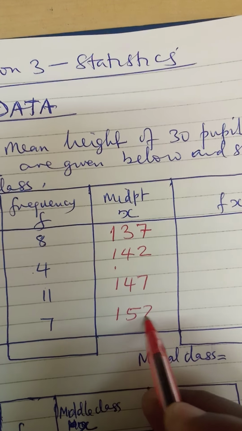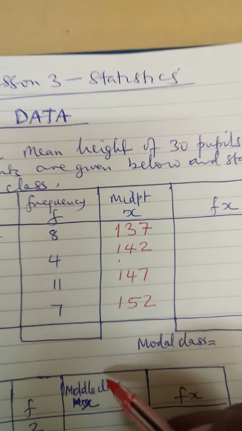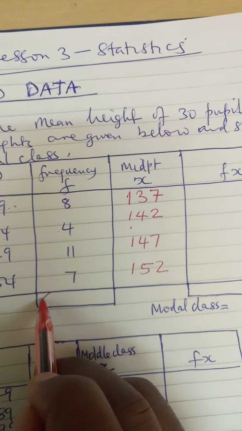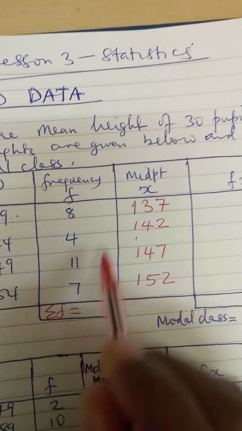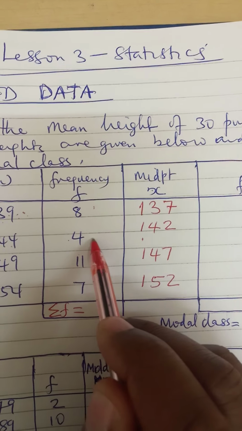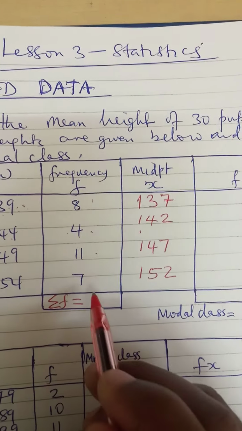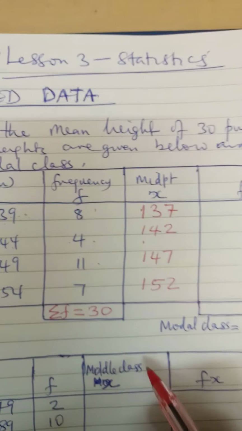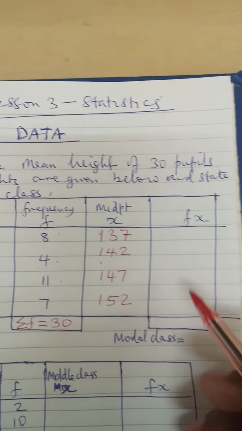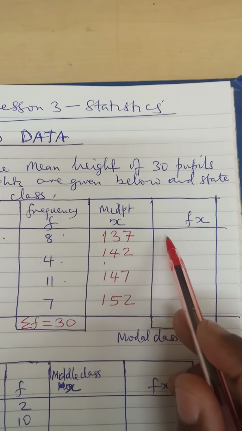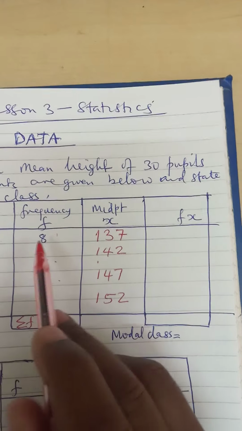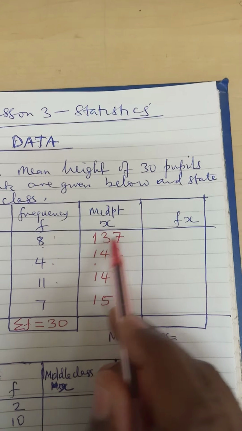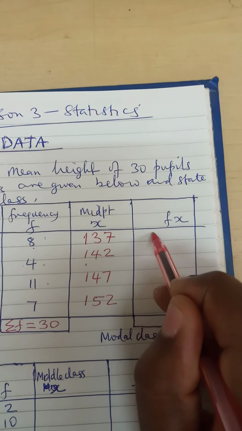and our last value will be 152. We'll need to get the summation of f, which will be 8 plus 4, 12, 23, and our total here would be 30. We now need to find f of x. Using your calculators, multiply 8 by 137.